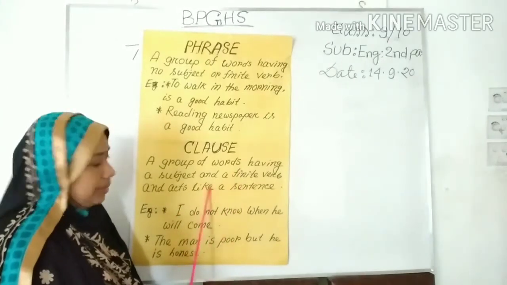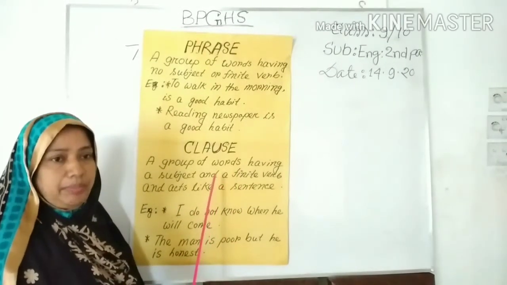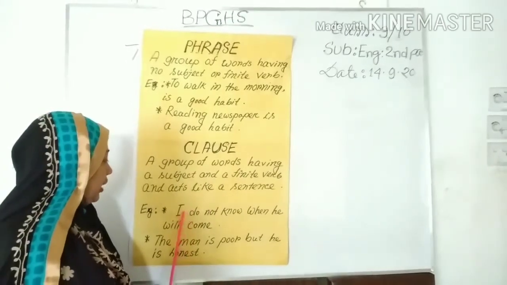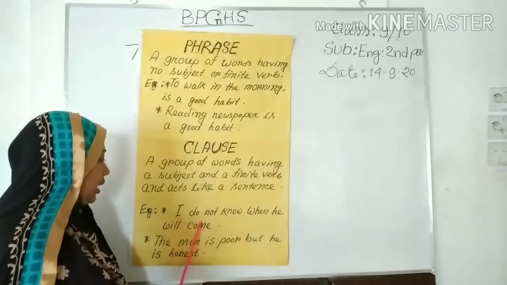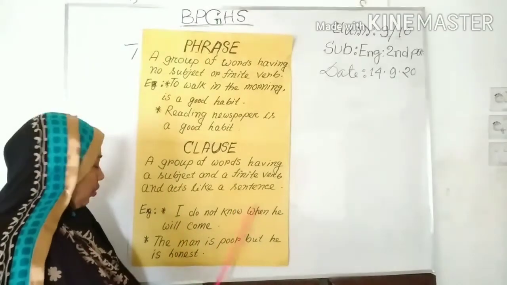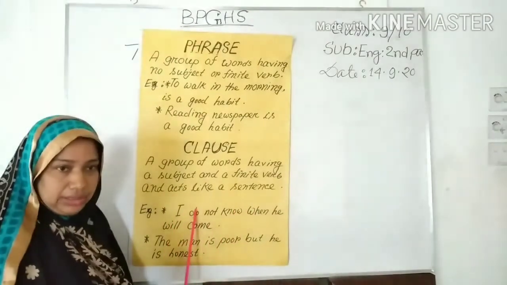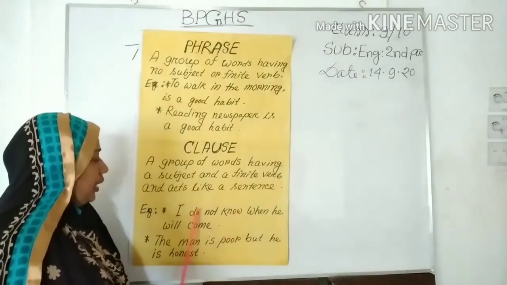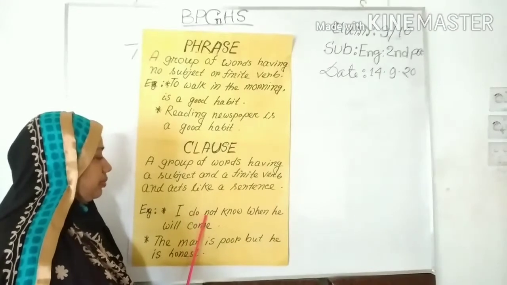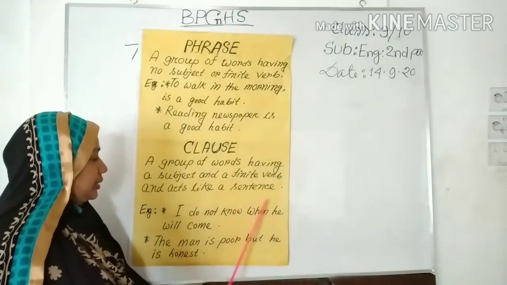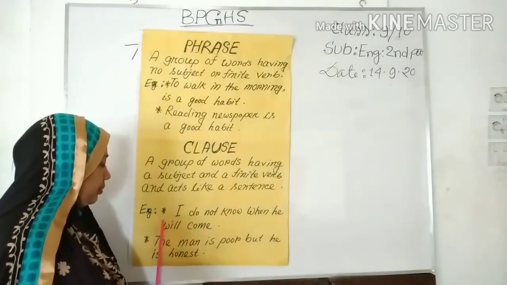It acts like a sentence and part of a sentence. If I give an example, it will be clear. I do not know when he will come. Here, I do not know, it's a clause. When he will come, it's another clause. And you can see in this part, I do not know, here is a subject, here is a finite verb. And again, in another clause, he will come, here is a subject and a finite verb.